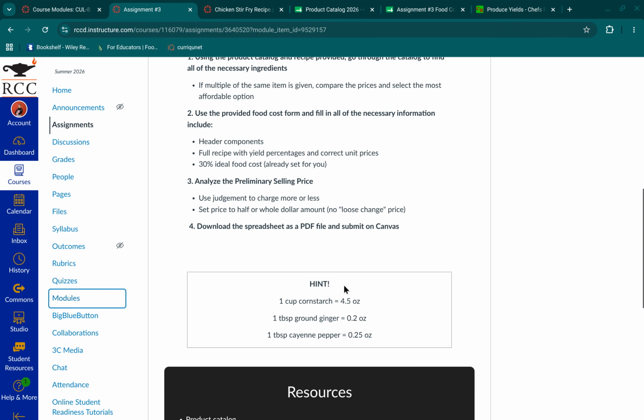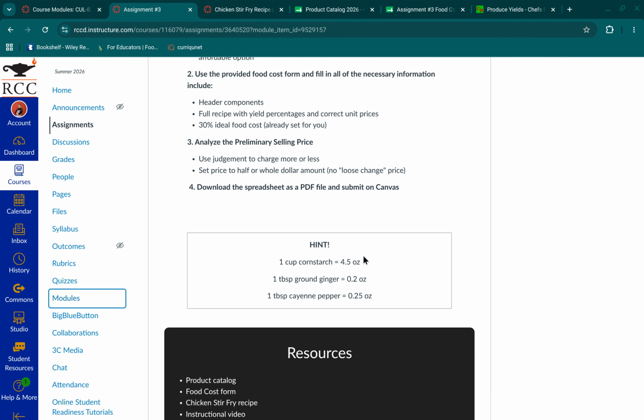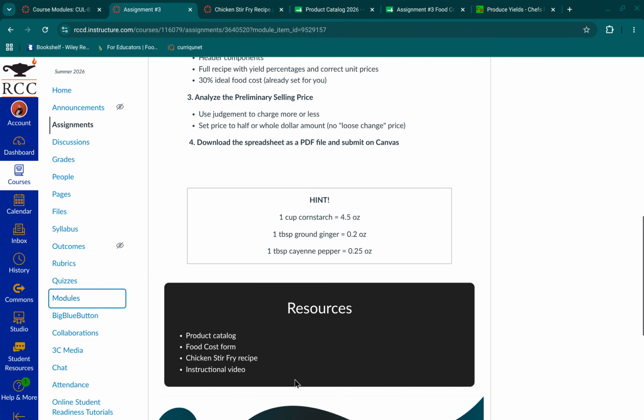Here are some helpful conversions for you because we do have these ingredients by volume measure in our recipe. So this is going to be a conversion to help you figure out the price per ounce. So we did have one example on our PowerPoint. We did another one in class doing a conversion like this. So hopefully you guys are ready to do it on your own. So these are all the resources available to you, including me, if you need any extra help.